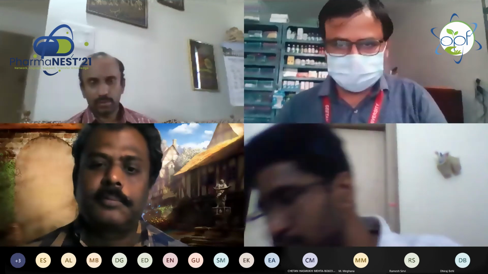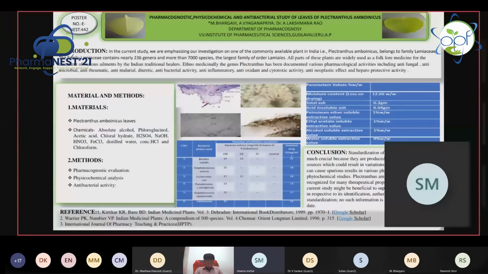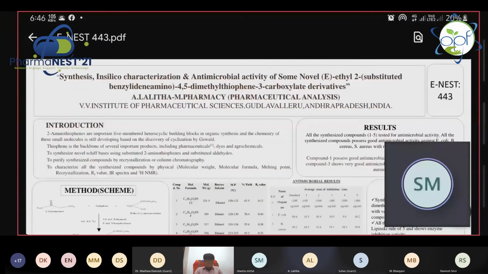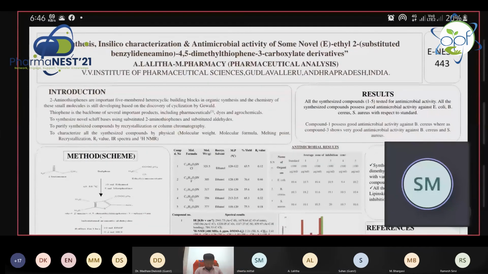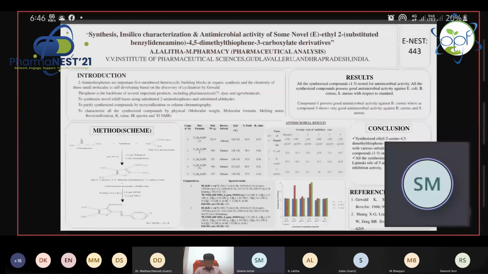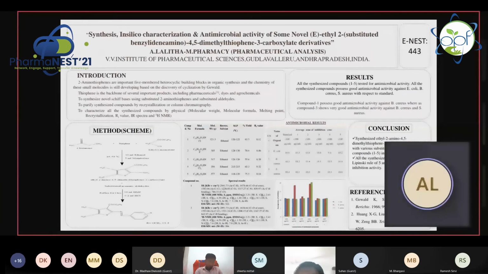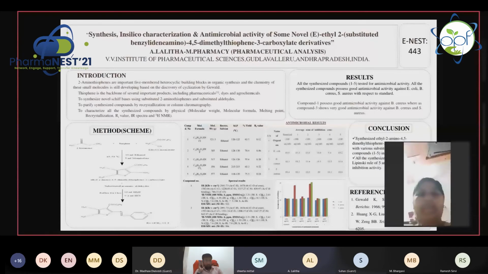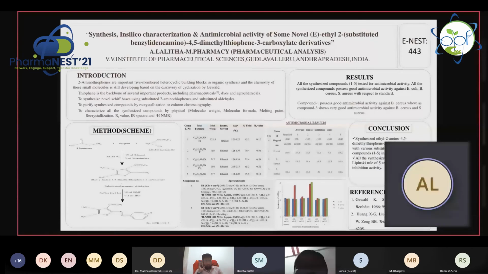Sweta, over to Sweta. Okay, thank you, sir. And I request A. Lalitha to kindly switch on her camera and start presenting the poster. Good evening to everyone. I'm audible, ma'am. Yes, you are audible. But I can't see your camera on. I switched on my camera, ma'am. Okay, can anybody else see her? Yes, now you are visible. Go ahead.